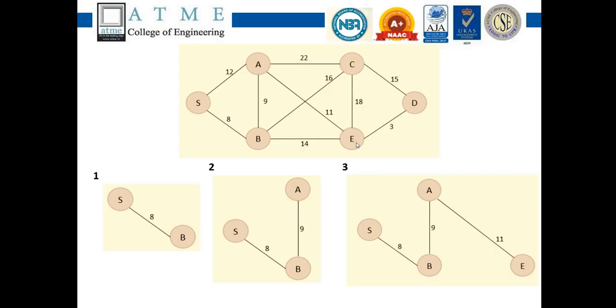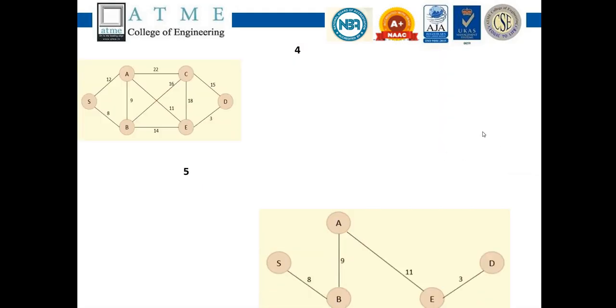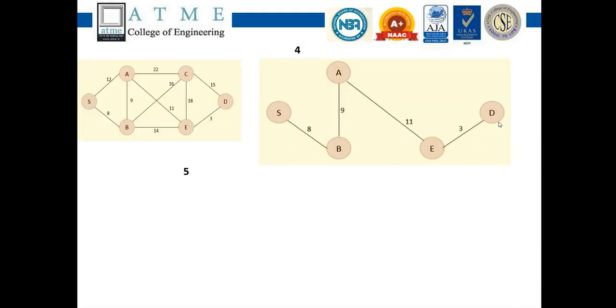Now we are at which node? E node. Okay. If I consider E node, what are the edges associated with E now? E to A, E to C, E to D, and E to B. B should not be selected, it has already been visited. A should also not be selected because it has already been visited. Then we have C and D. Now the cost associated with E to D is 3. E to C is 18. Which is lesser? This 3 is lesser. So we will select that particular 3.